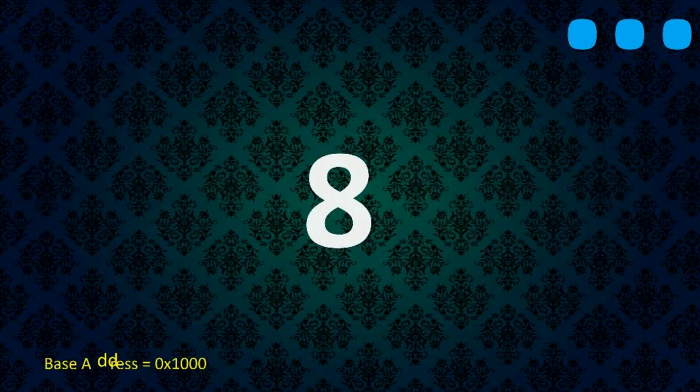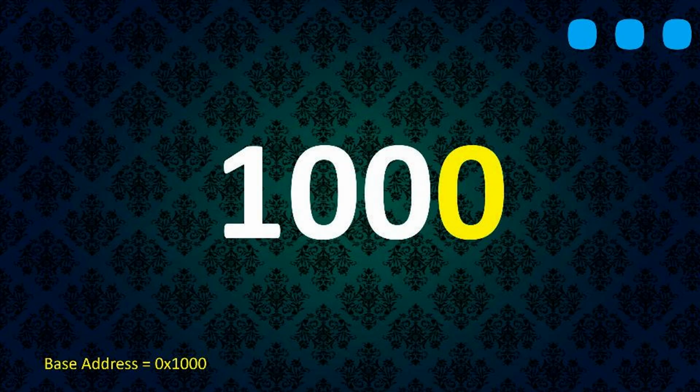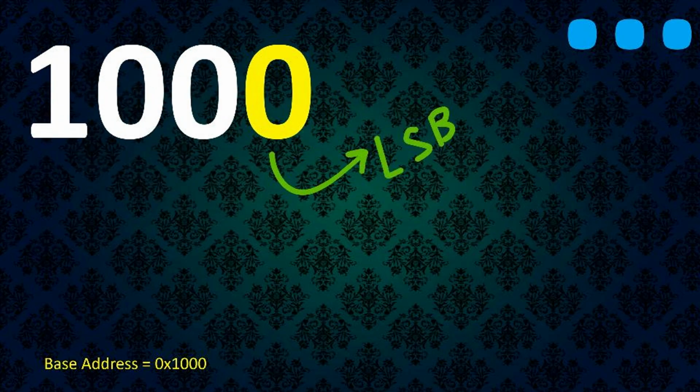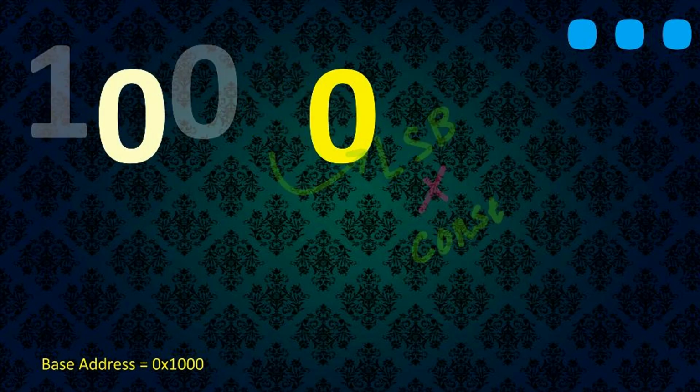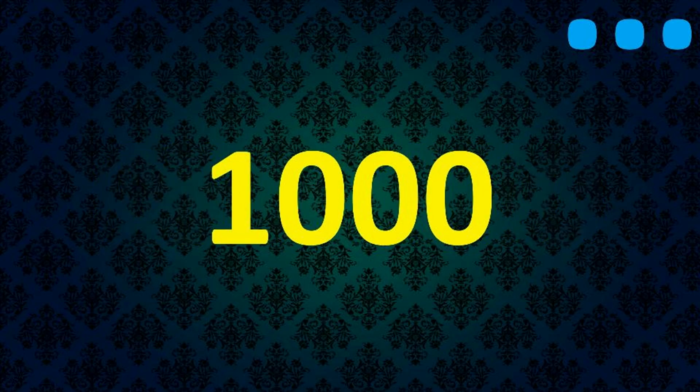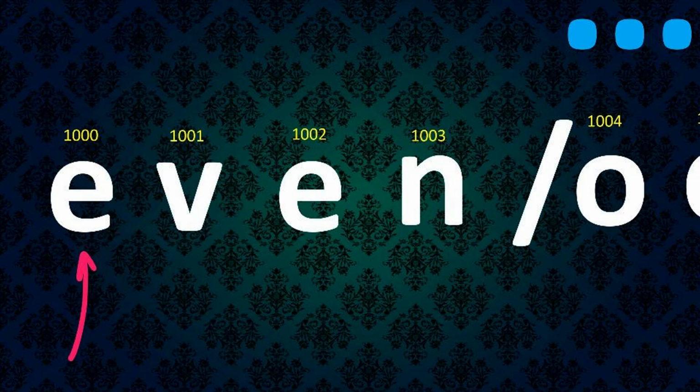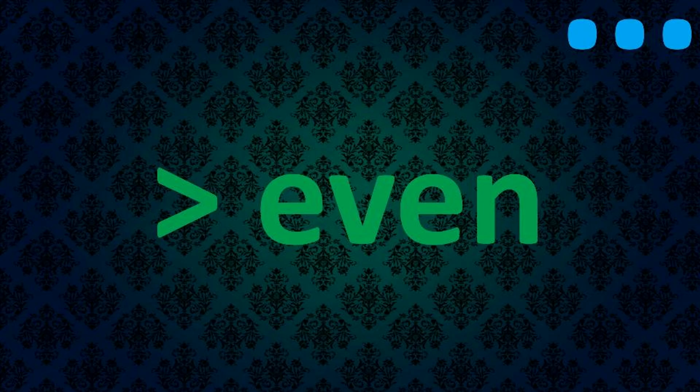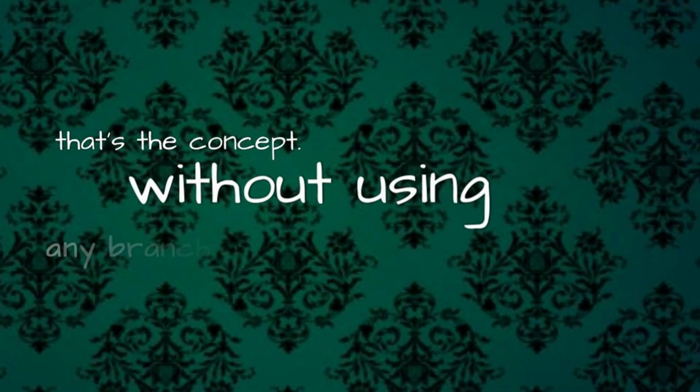If I take another number, let's say 8, converting that to binary will give us 1000, and again, as the previous process, if I multiply the LSB of this number with our offset 5 and add the base address of the text even, then we are gonna have the address of the letter E to be at the print head, and then it will be printed at the console by a system call. And that's it. That's the concept. Without using any branching, we can print if a number is even or odd.